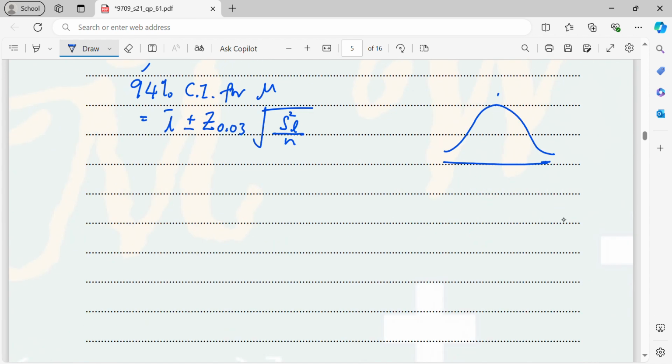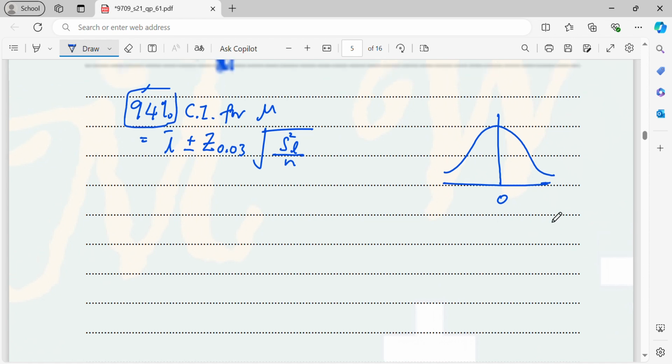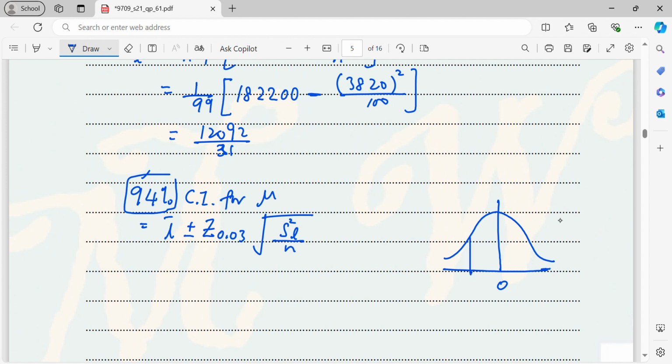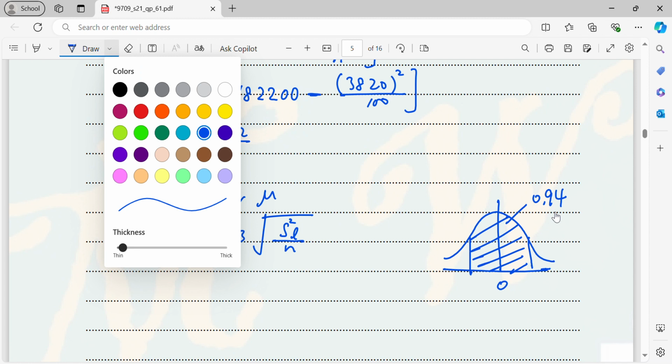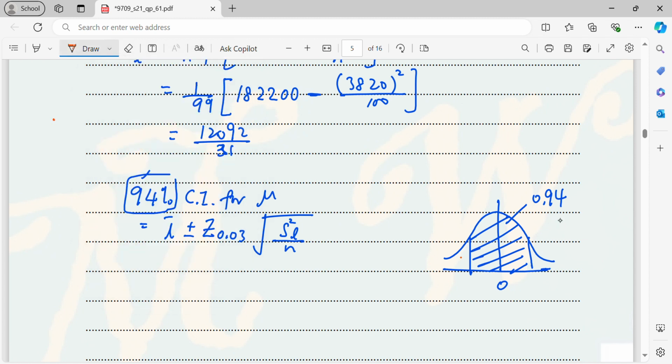So here, middle is 0, and now here is 94% confidence interval. That means when we label the region in between two lines, in between these two lines, it will be 0.94. Remember, we are using the normal table. That means another two parts here will be 0.06. The total of these two parts will be 0.06, so that the total is 1. So 0.06 divided by 2, that is 0.03. That's why I wrote here 0.03.